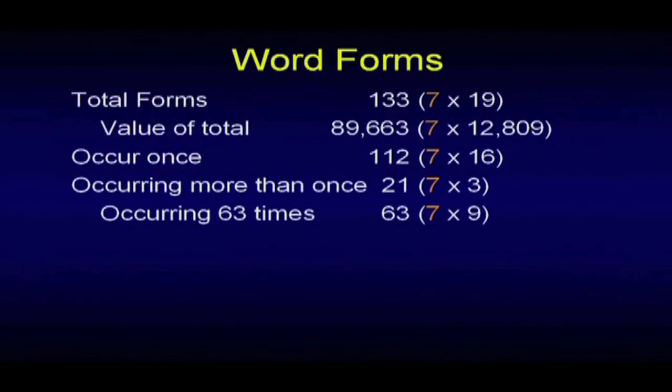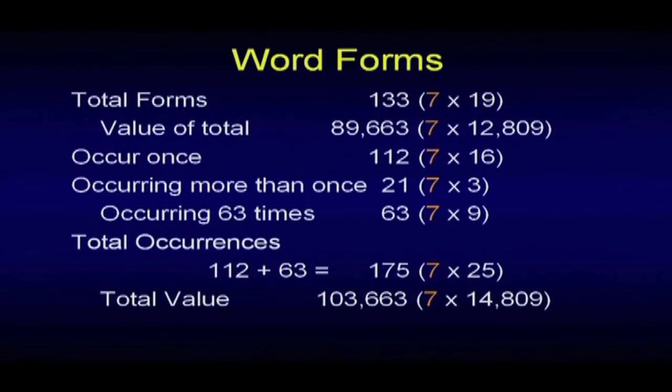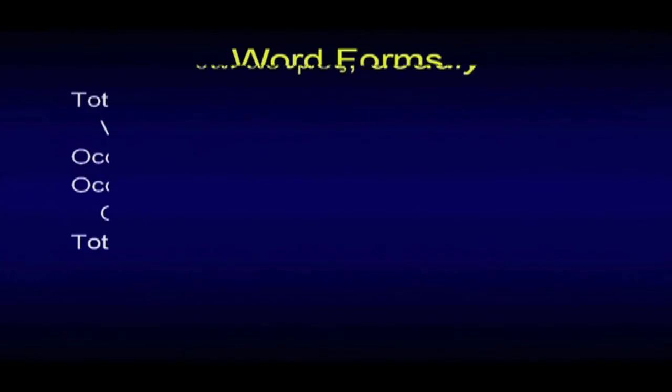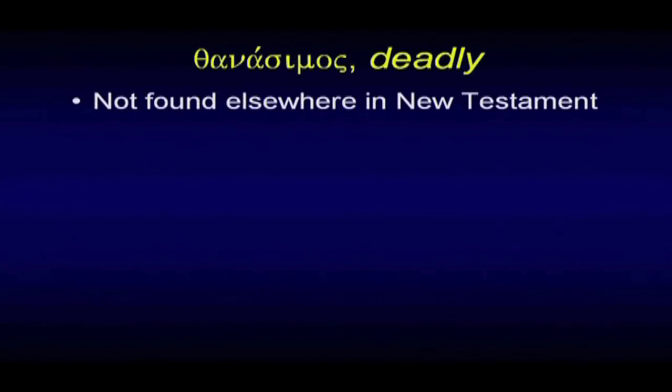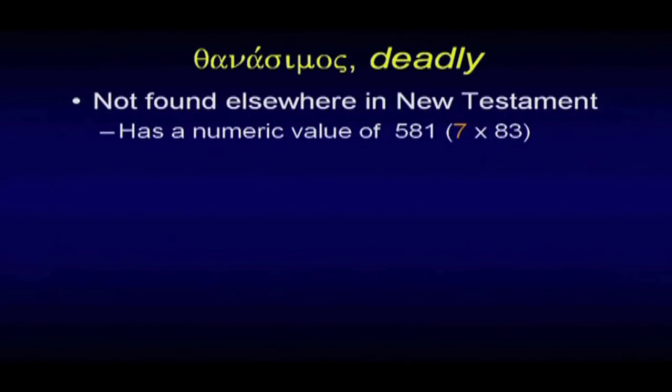Those that occur more than once is a multiple of 7 exactly. Occurring 63 times is again a multiple of 7, and on it goes. Total occurrences is a multiple of 7 exactly. The total value of the letters is a multiple of 7 exactly. I'll take one of these. One of these words is the word deadly. It's not found anywhere else in the New Testament. It has a numerical value of 581, which turns out to be a multiple of 7 exactly.